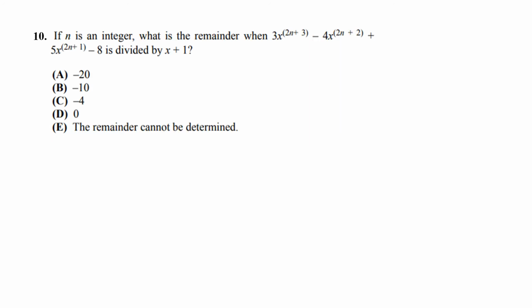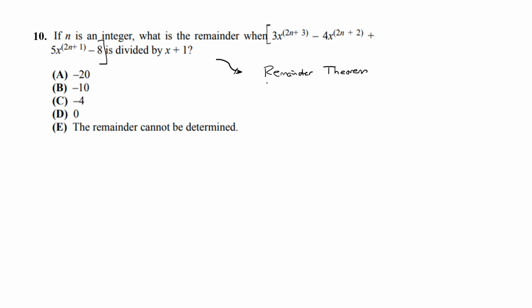So if n is an integer, what is the remainder when 3x to the 2n plus 3 minus 4x to the 2n plus 2 plus 5x to the 2n plus 1 minus 8 is divided by x plus 1? So you could try to do long division here, but I would not recommend it. It will take a very long time. What's better to know here is the remainder theorem.